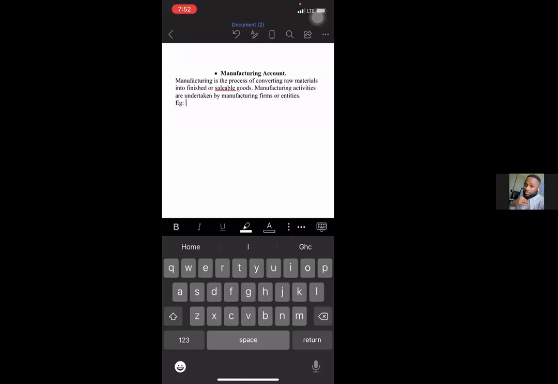Let's continue. So we define manufacturing as the process of converting raw materials into finished or sellable goods. Manufacturing activities are undertaken by manufacturing firms or manufacturing entities. So I want to know examples of manufacturing firms. What are some of the examples of manufacturing firms?